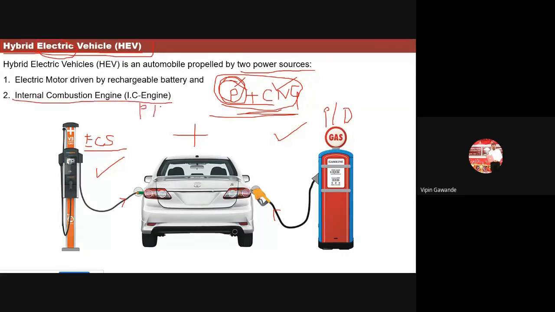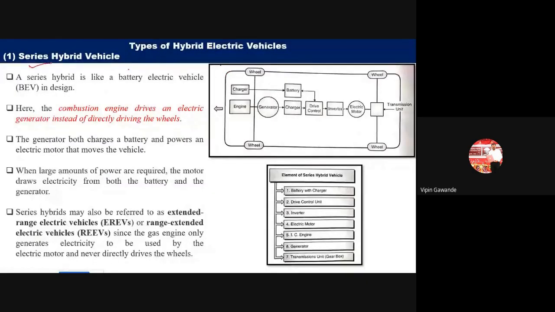So there is a combination of these two, that is called the hybrid electric vehicle. Now the hybrid electric vehicle is of two types. One is called the series hybrid vehicle. Now, series hybrid vehicle means what? You see that this diagram has changed here. In this diagram, we have an engine here. In the electric vehicle, we don't have this engine. We have a charger, a battery, drive control, and an inverter. This is the conventional electric vehicle, the top components. But in this hybrid vehicle, we have added the engine. But this engine is not running the vehicle.